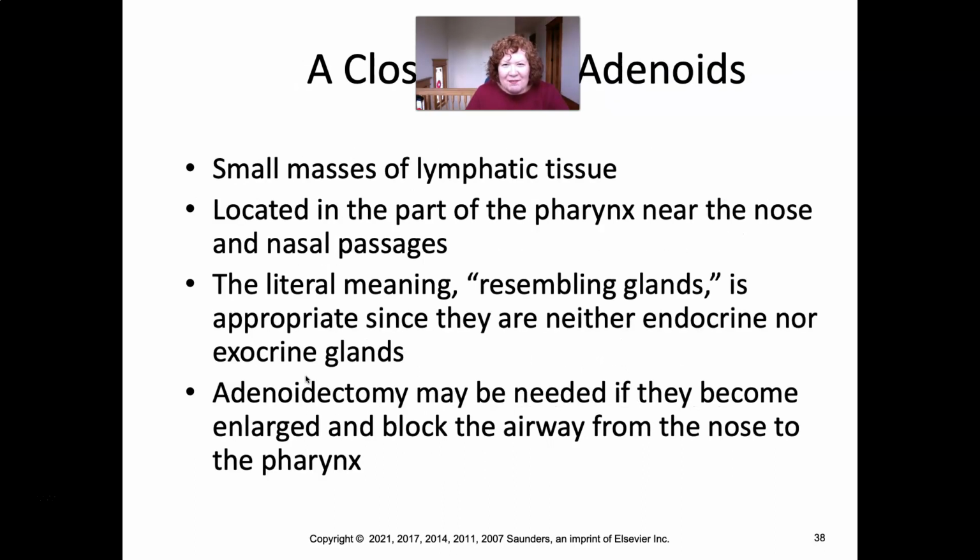Adenoids. Did you know you have adenoids? I happen to still have mine too. I still have my tonsils and my adenoids. They are small masses of lymphatic tissue located in the part of your pharynx near your nose and nasal passages. And they are not endocrine or exocrine glands, but they resemble them. And sometimes when a child or an adult has their tonsils removed, they go ahead and remove the adenoids as well. A lot of times they'll get enlarged and inflamed, and they block the airway.